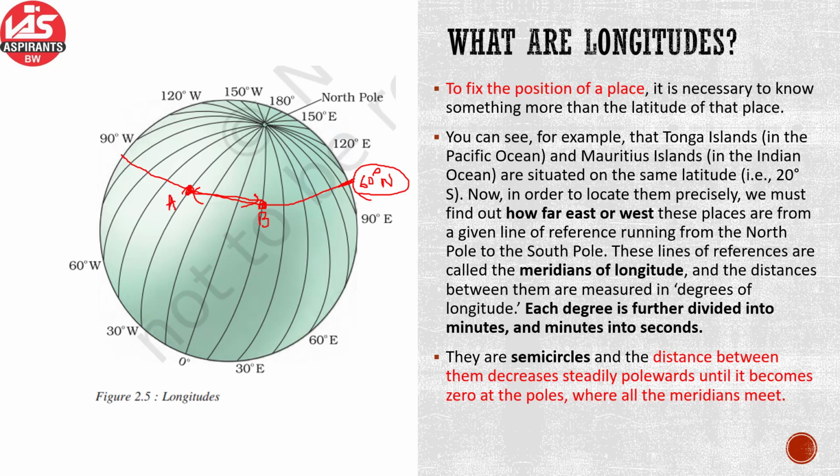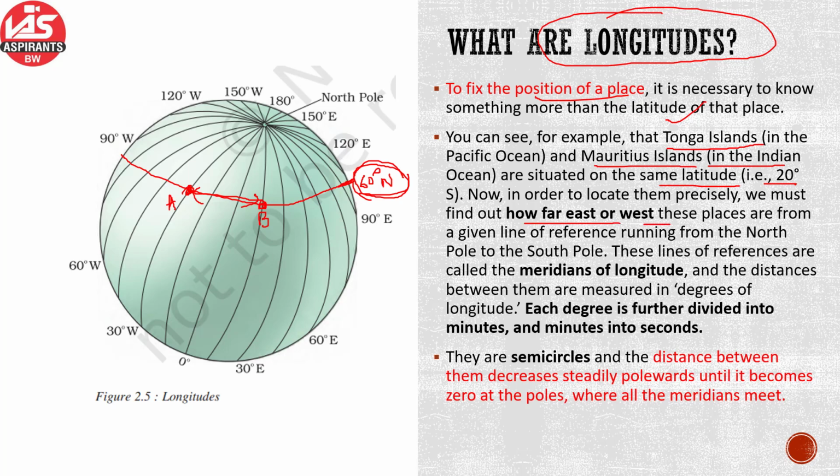So I cannot locate precisely only with the help of latitude. So therefore I would need another reference point or another reference line, and that reference line here is the longitude. Okay, so to fix the position of a place, it is simply necessary to know something more than the latitude of that place. So here also an example is given: Tonga Islands in the Pacific Ocean and the Mauritius Islands in the Indian Ocean. They are both situated on the same latitude, which is the 20 degree south.